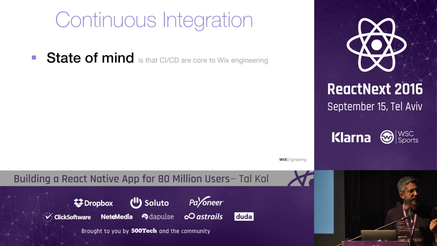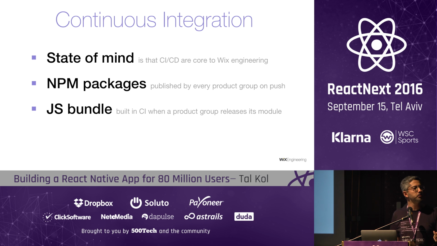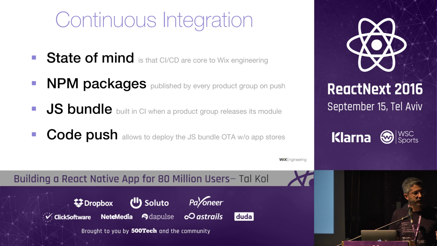Now, when the majority is in JavaScript, and what we make are NPM packages, when every product group pushes their code, we just publish its NPM package immediately. And when you release on Lifecycle this module, we build the entire JavaScript bundle, and we can deliver it, and we can code push. Code push is a technology by Microsoft, an amazing technology, also open source and free, that we use to push JS bundles. We still don't fully do it in production, but we're planning to. It will allow us to push updates over the air for most of our products, and that's amazing. So mobile can finally have continuous integration.